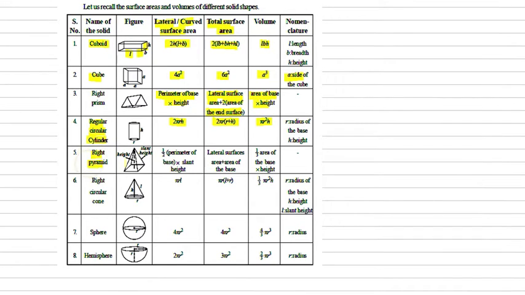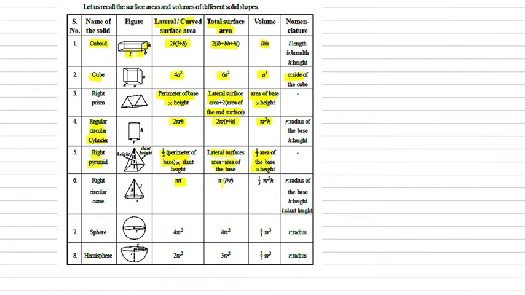Next, right pyramid. In this right pyramid, we are using the formula to calculate the lateral or curved surface area, that is half into perimeter of base into slant height. To find the total surface area, that is lateral surface area plus area of base. To find the volume, we are using 1 by 3 into area of the base into height. Next, it is a right circular cone. To find the lateral or curved surface area, we are using the formula pi r l.